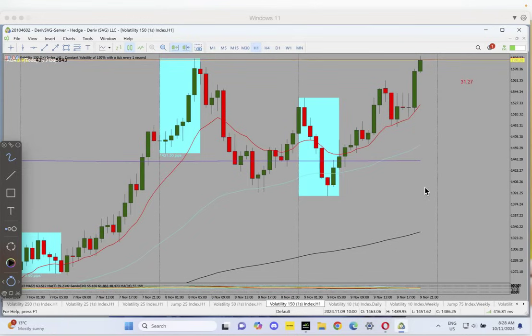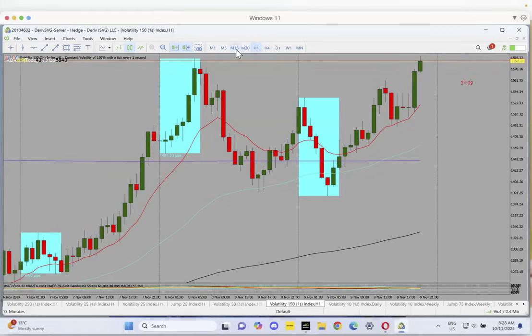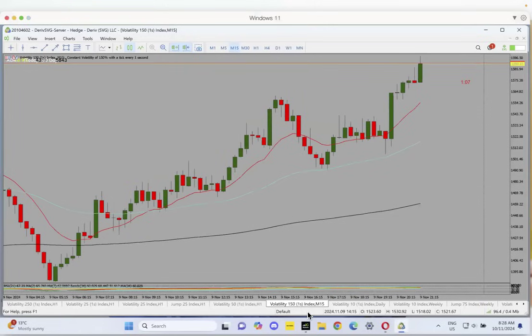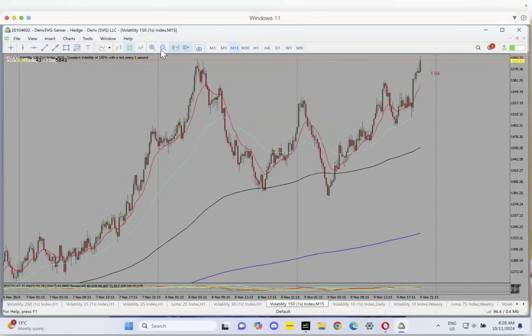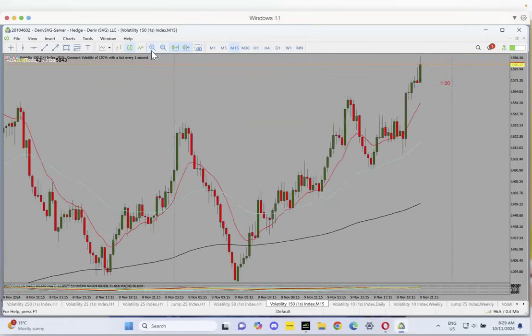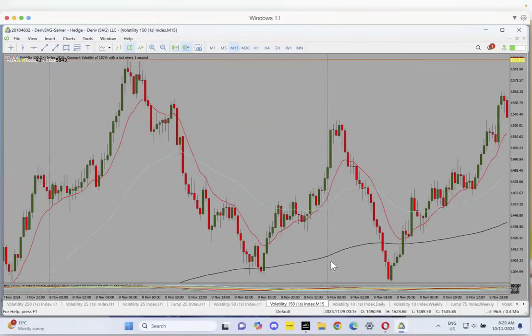But I realized mitigation blocks, breaker blocks, discount and premium and fair value gaps are very important. Let's talk about fair value gap because I think I haven't spoken about fair value gap enough. Let's see if we can find a fair value gap. All right, maybe let's use this as an example. This might be a very good example.